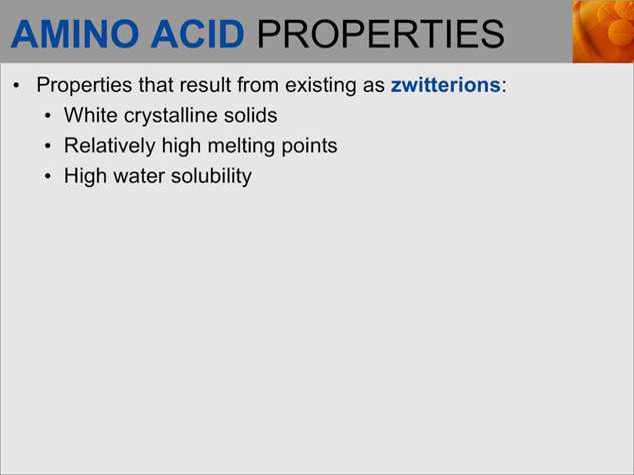All right, so let's talk about some amino acid properties. Remember, amino acids do not naturally exist as a completely neutral molecule. We have typically a positively charged amino group and a negatively charged carboxylic acid group. So they do exist as zwitterions. Because they're zwitterions, they're typically found in the form of a solid.